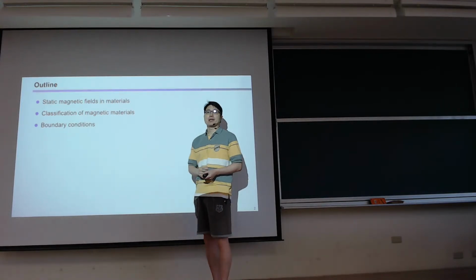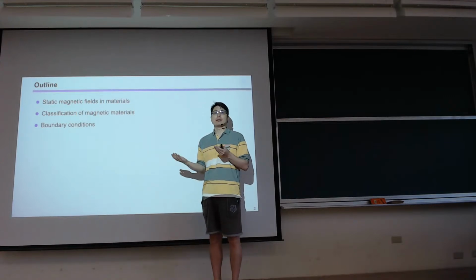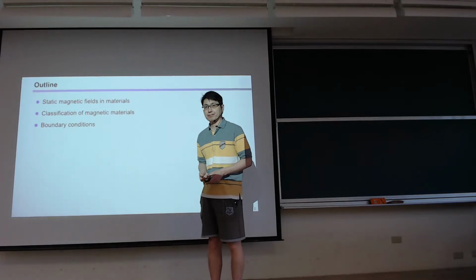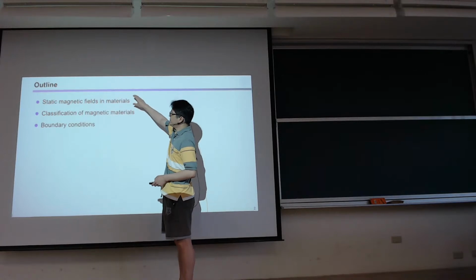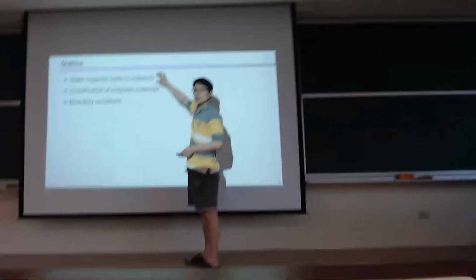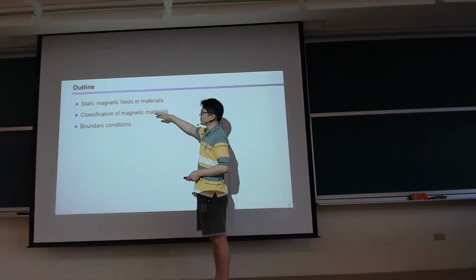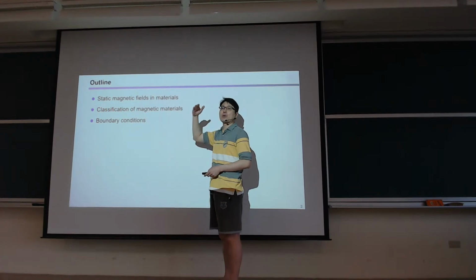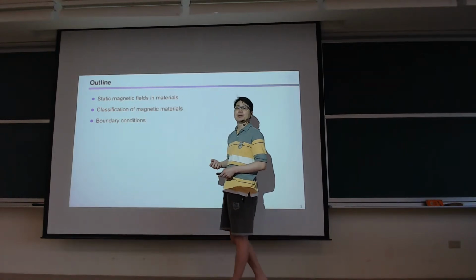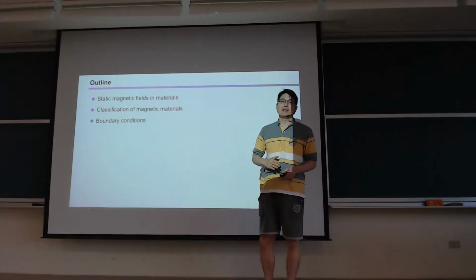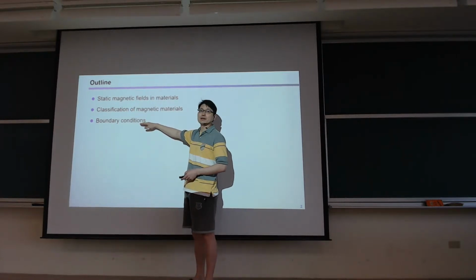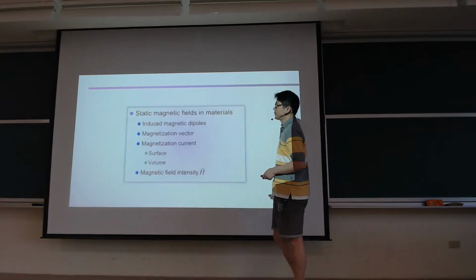In magnetic materials, we also want to find the relative analogy. So we use a relative permeability, right? So once we have a mathematical tool to describe magnetic materials, we then classify magnetic materials. Depending on the quantity of the relative permeability, we can classify the materials accordingly. And finally, we need to talk about the boundary conditions for magnetic materials as well, right?